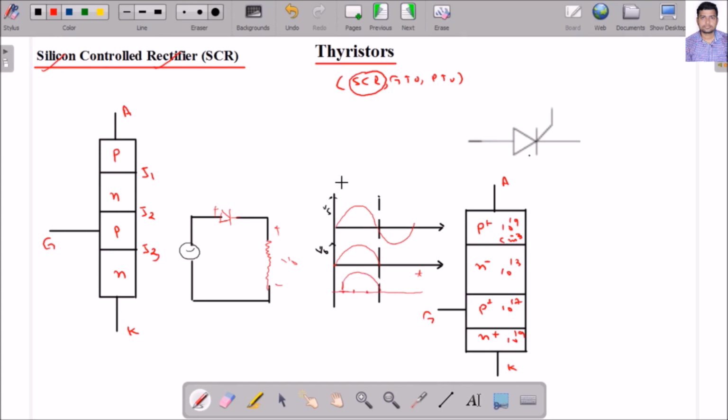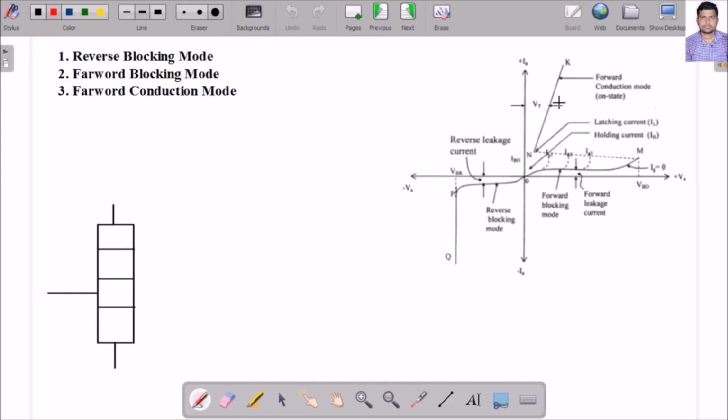Silicon controlled rectifier. If I see the characteristic of the thyristor, it is divided into three parts: reverse blocking mode, forward blocking mode, and forward conduction mode. Let us first discuss reverse blocking mode. You know that this is the anode, this is the cathode, and this is the gate terminal; this is the P layer, this is the N layer, this is P and this is N.